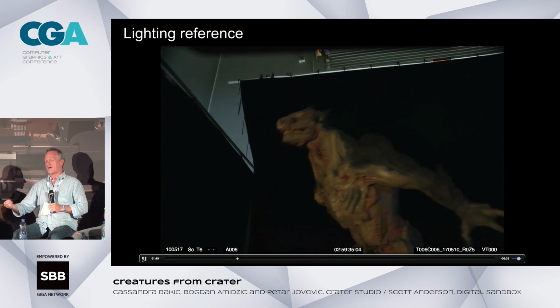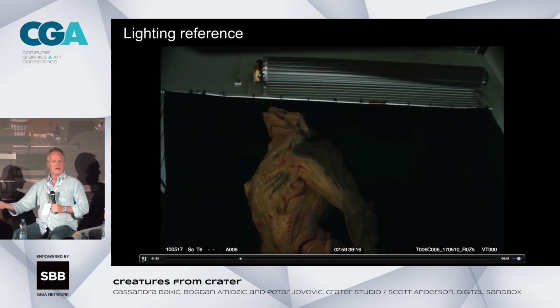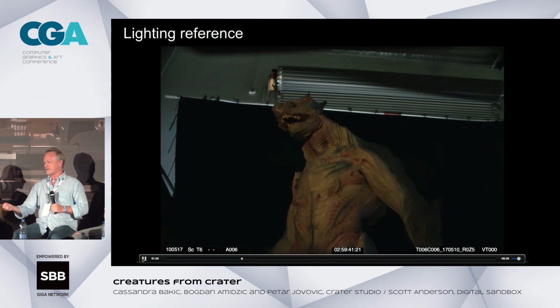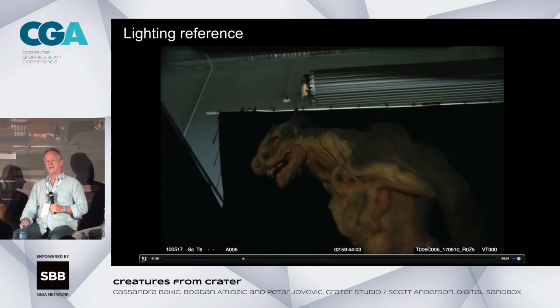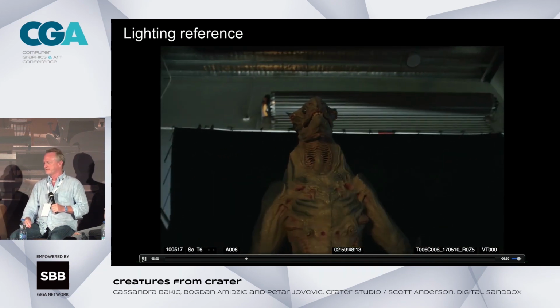What sort of fake firelight would we be using when we're lighting the set? Would that look good? Did our director like it? And once the director liked it, we sent it to these guys so that they could start copying it before we were done shooting.